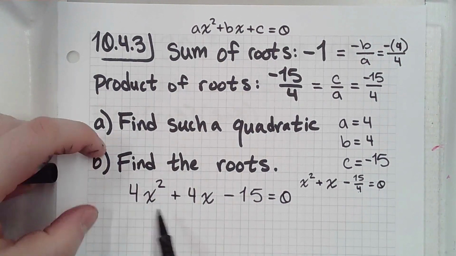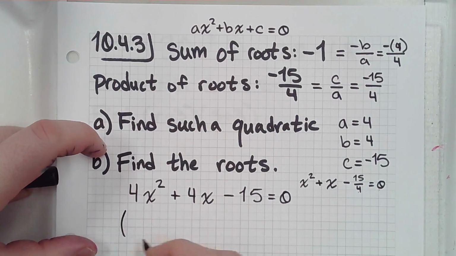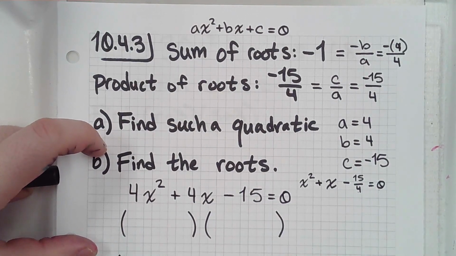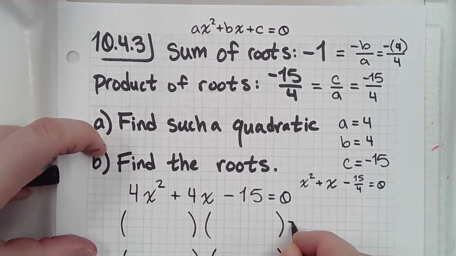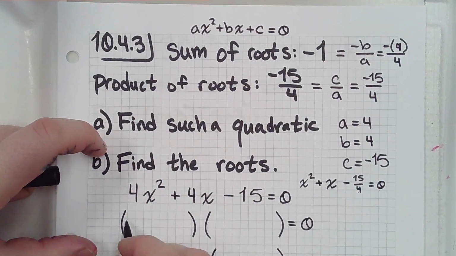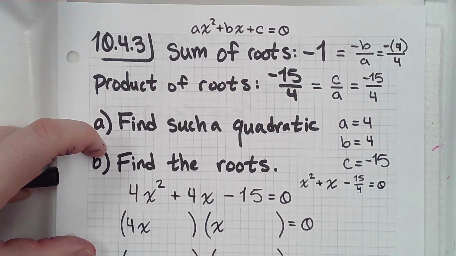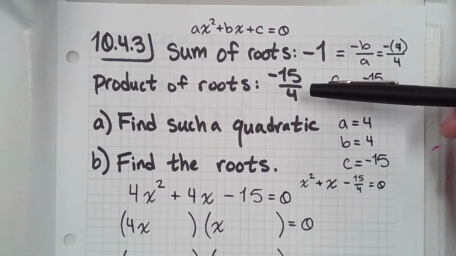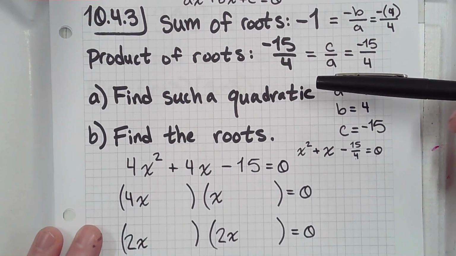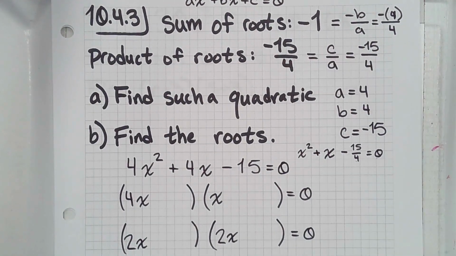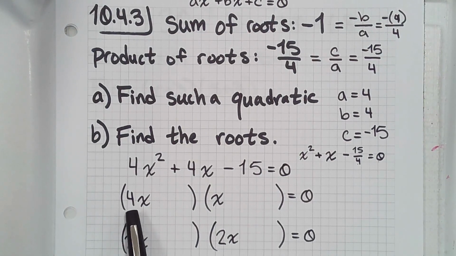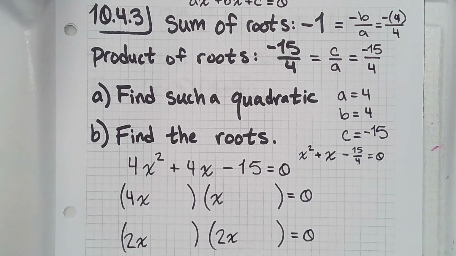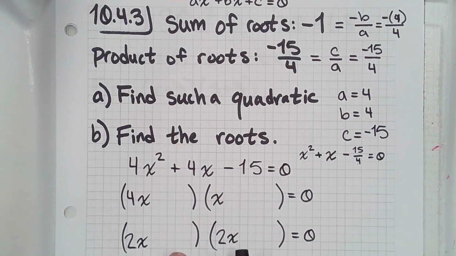So once we're here, now we can factor. Now the catch is that I'm going to have some options here. There's a couple ways to multiply to 4x squared. You could do 4x and x, or you could do 2x and 2x. Now we do know whatever our answers are going to have a product that's -15/4. So it's probably going to be this one. Actually, no. I think it's going to be this one because they'll both be divided by 2, and then they'll multiply to be divided by 4. So I bet it's this one.